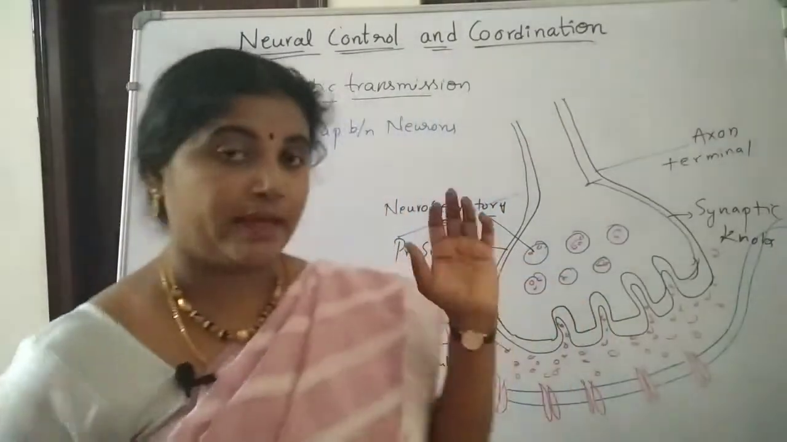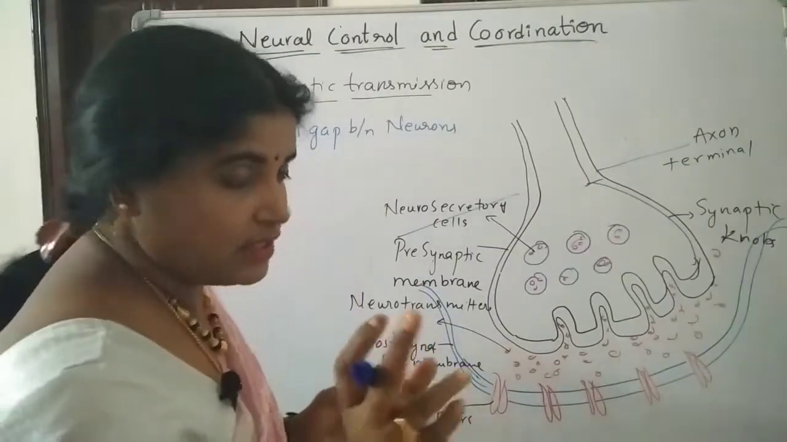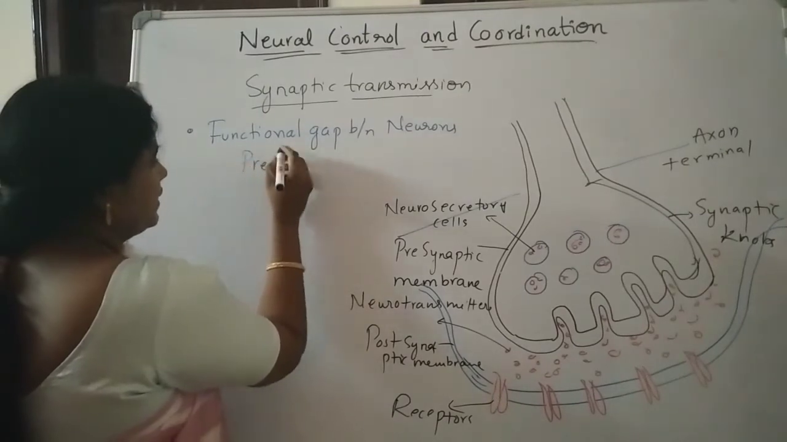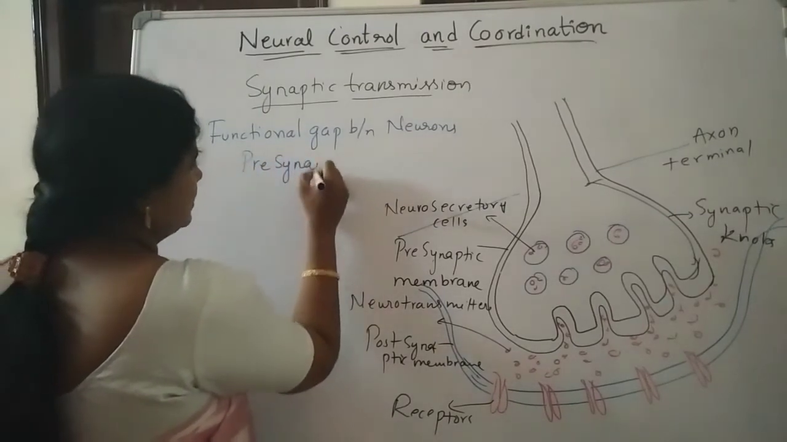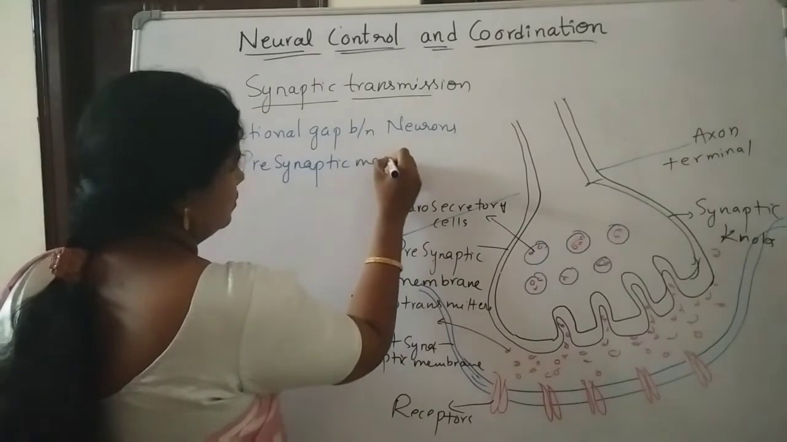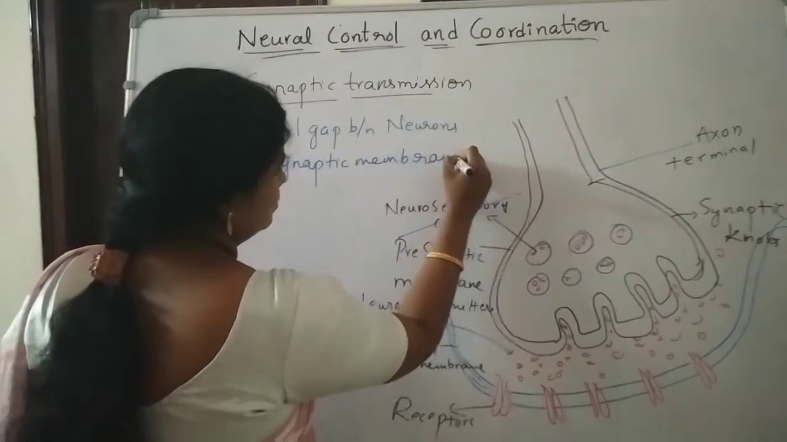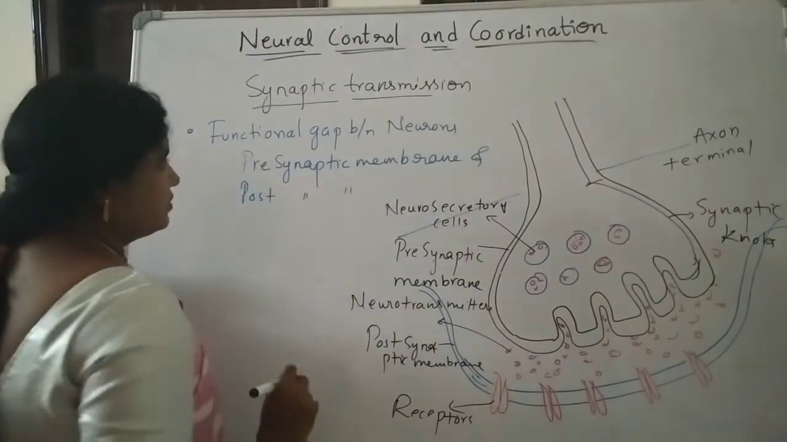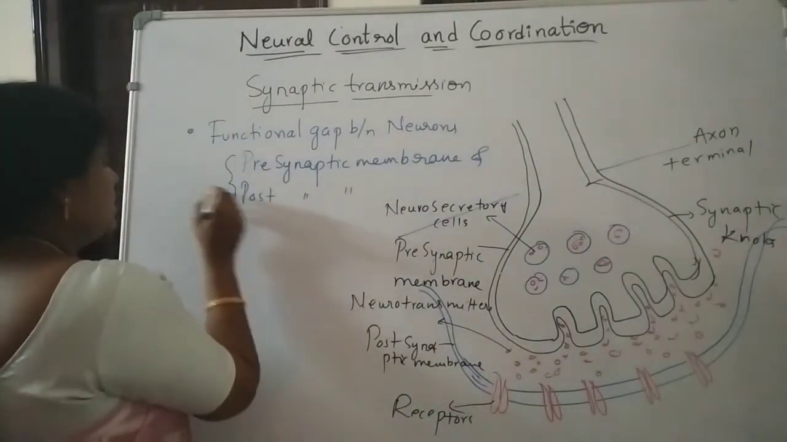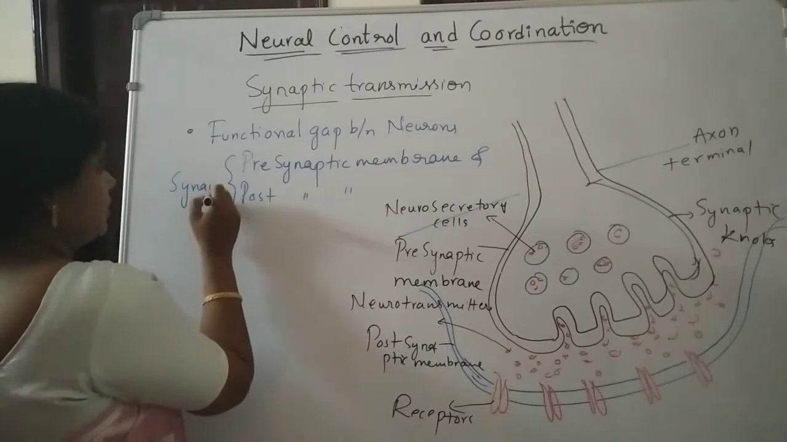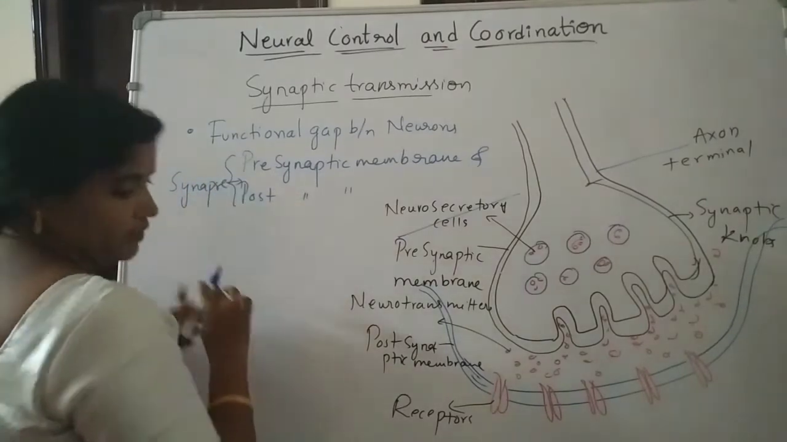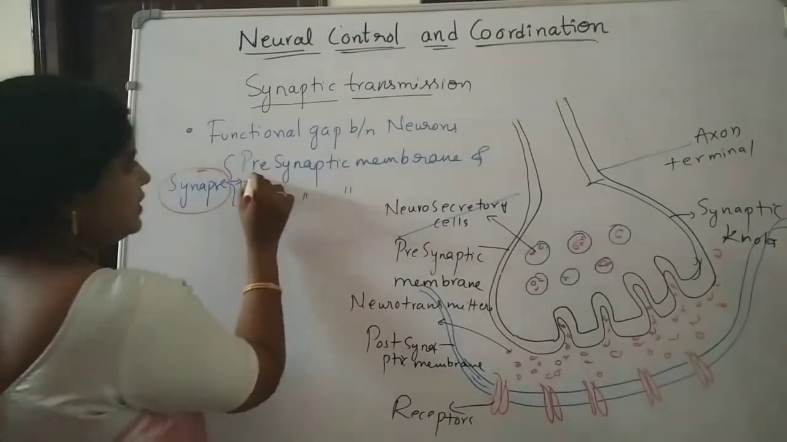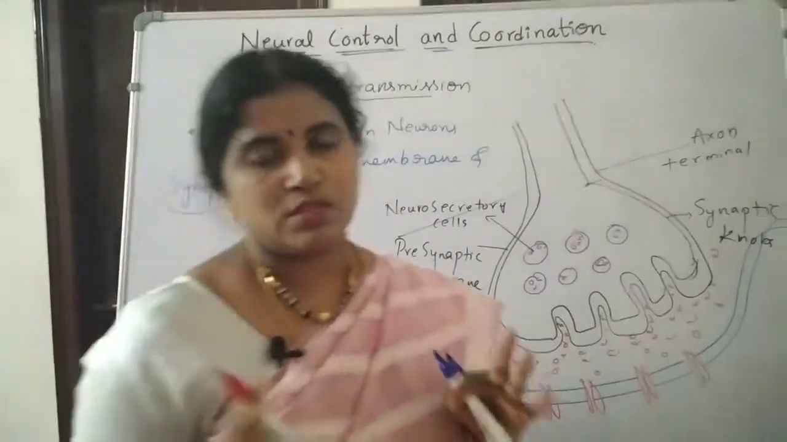Synapses are formed between neurons, between the presynaptic membrane and the postsynaptic membrane. So the synapse is going to be formed in between the presynaptic membranes and postsynaptic membranes.